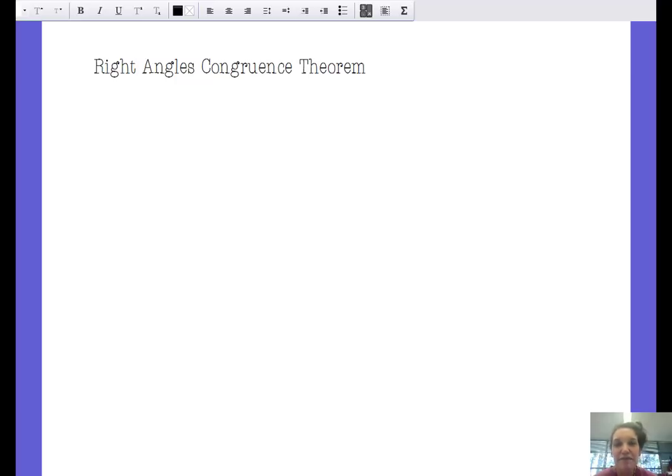We're going to add some more theorems to the proofs justification section in the front of our notebook.